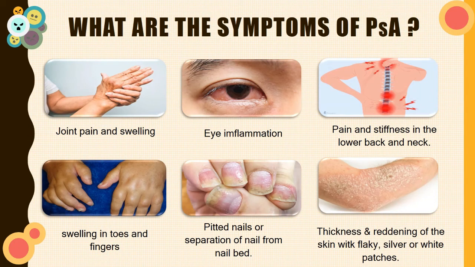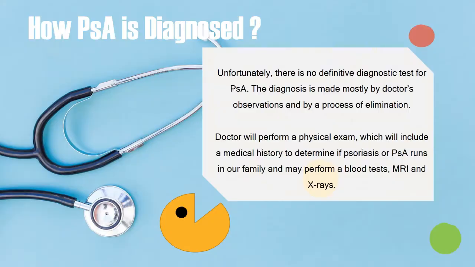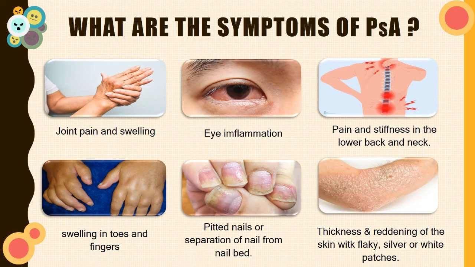Pitted nails or separation of the nail from the nail bed. Many people with psoriatic arthritis have nail psoriasis. Thickness and reddening of the skin with flaky, silver or white patches, the same as psoriasis.